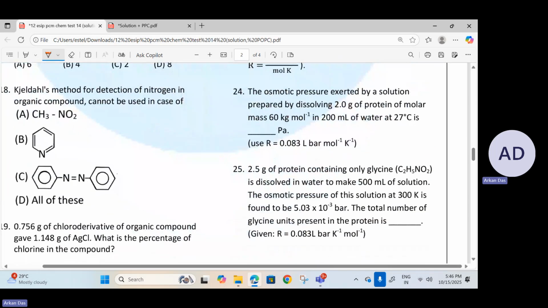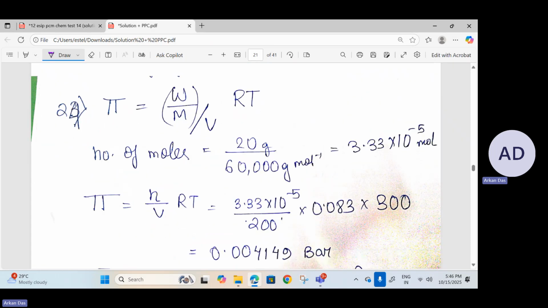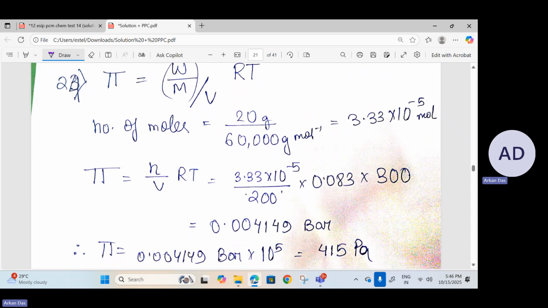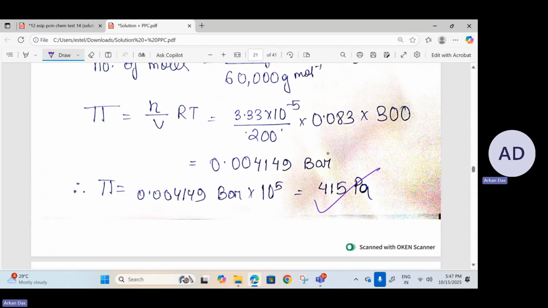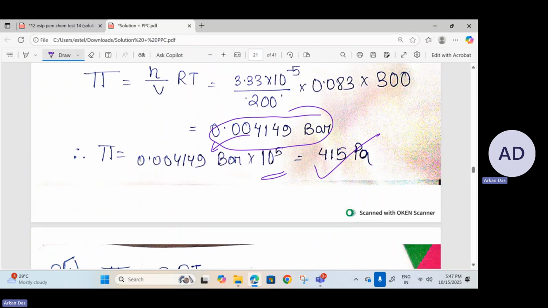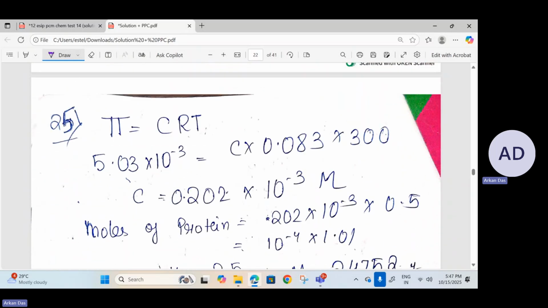So let's go for an easy one. Question number 24: the osmotic pressure exerted by a solution prepared by dissolving 2 grams of protein of molar mass 60 in 200 ml of water. Very easy, directly the formula: pi equals to (m by M) by V into RT. You're just putting all the values. You're going to get pi equals to 415 Pascal. Do remember that whenever you are having bar, you are converting it into Pascal, you're multiplying by 10 to the power 5. That's it.